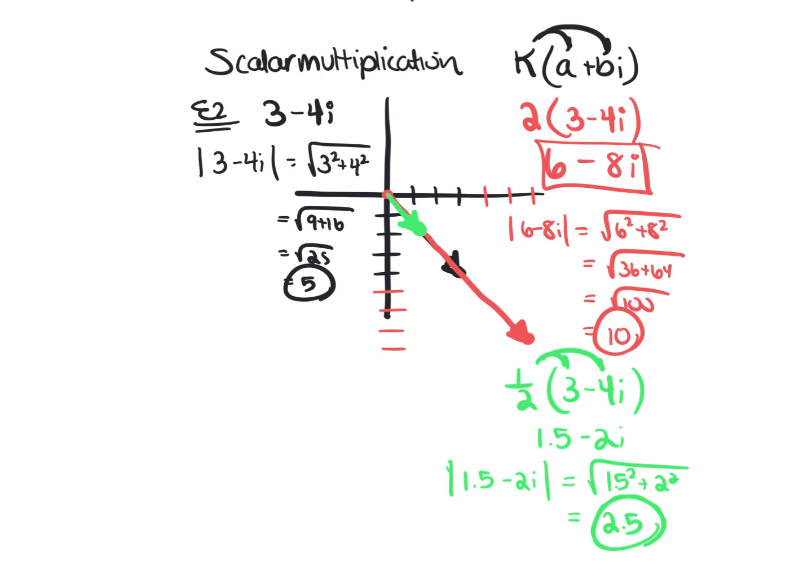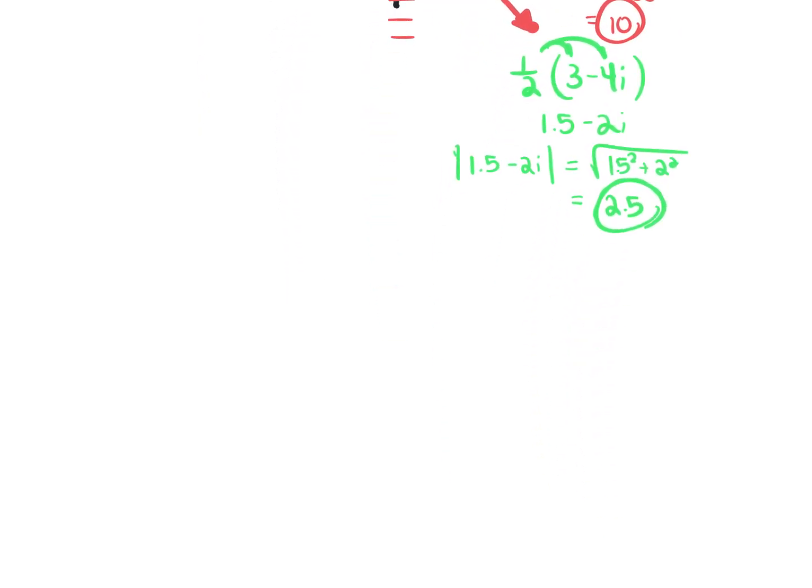When I put a scalar in front, I'll call this part B, when I put a scalar of 2 in front of that, it doubled that distance, right? Notice they're all right on top of each other. They're just different lengths. And that's what you can see based on that scalar. Now, a scalar can also be negative. So let's take a look at what a scalar that is negative does to a complex number.